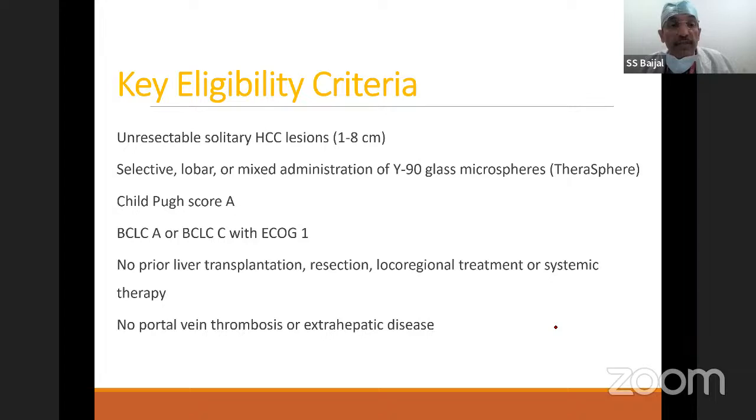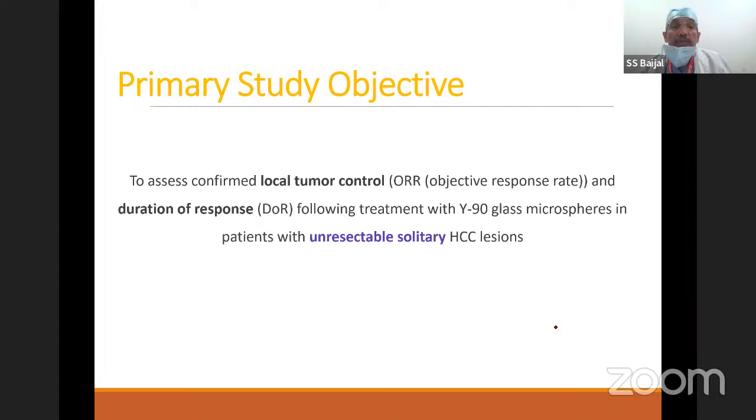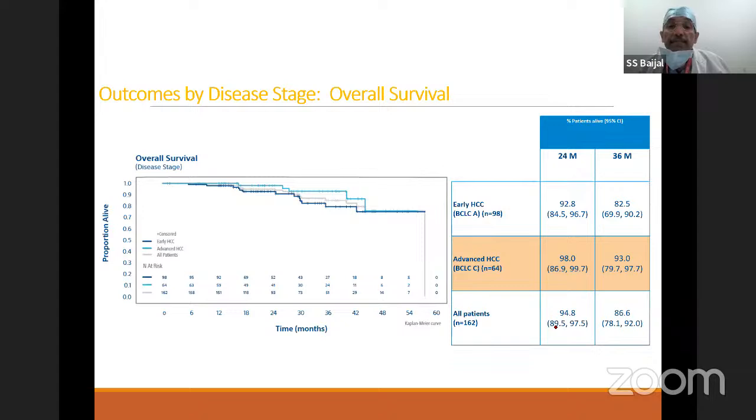They looked at local tumor control and they looked at duration of response. The duration of response was labeled as response after the documentation of the first response. And here in the patients with the advanced HCC, there was at 3 years a survival of 93%. Though I must again reiterate that these are advanced HCC because of a poor performance status and not because of the local portal vein tumor invasion.